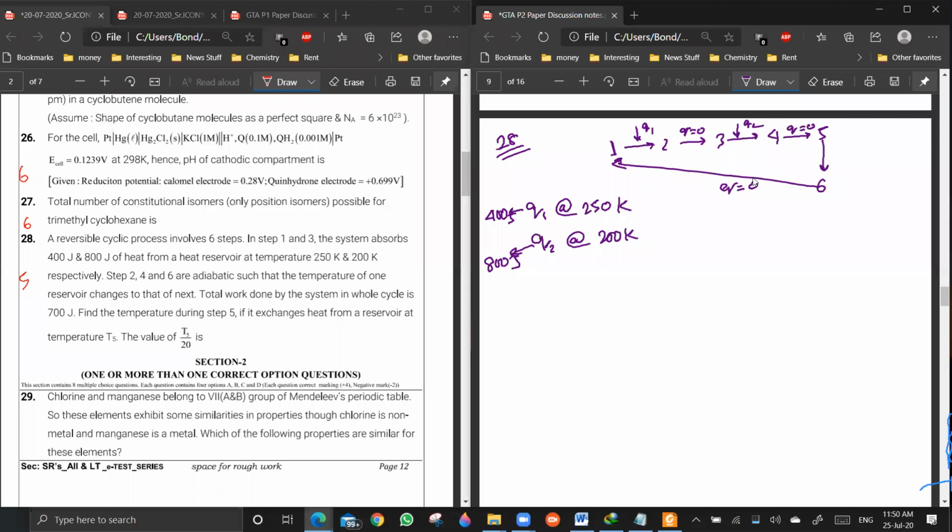Now, it's saying that at each step, temperature of one reservoir changes to another. So, what is the total work done in the system? What will be the temperature? Find the temperature during step 5 if heat exchanges from reservoir temperature T5. What is the value of T5?